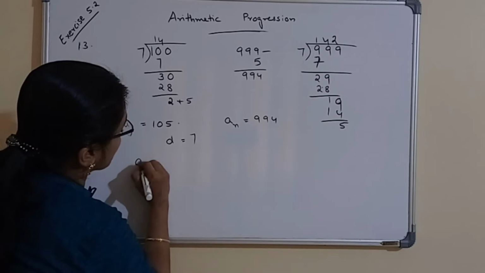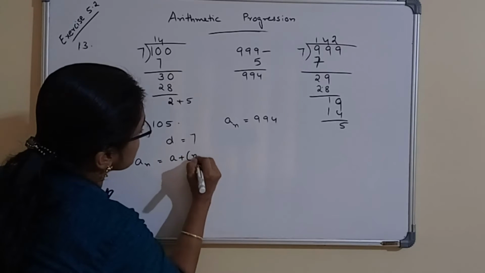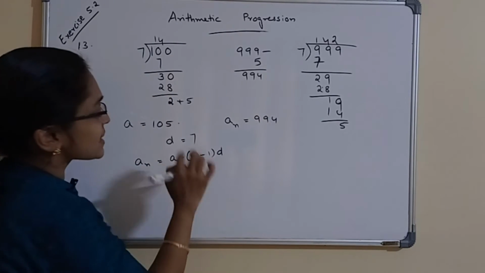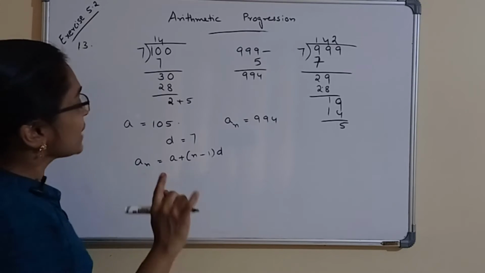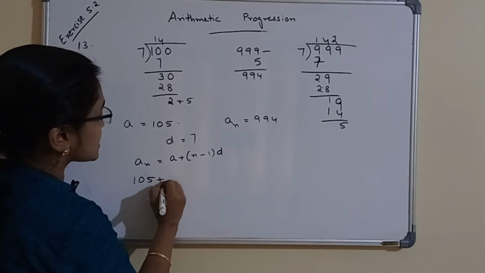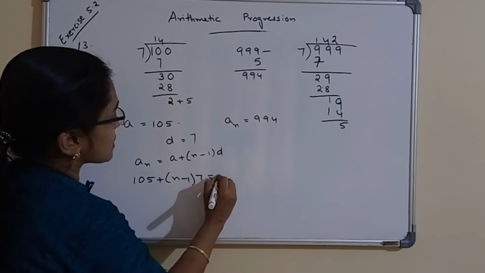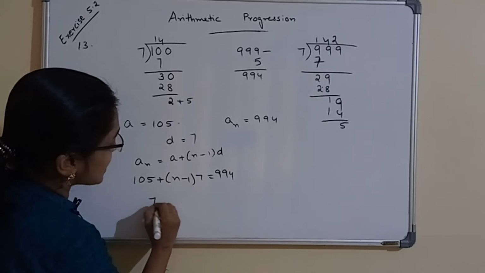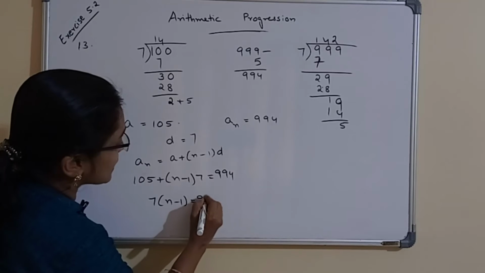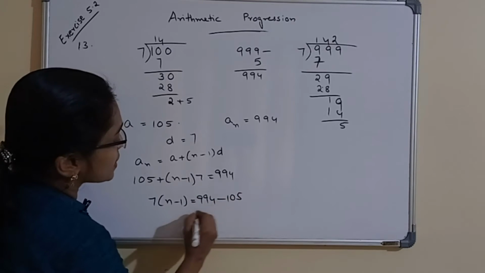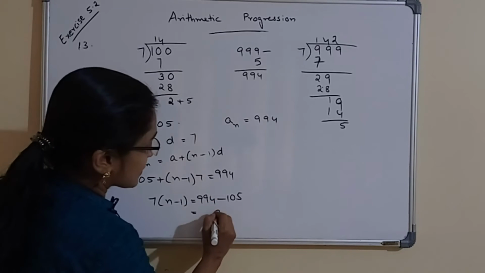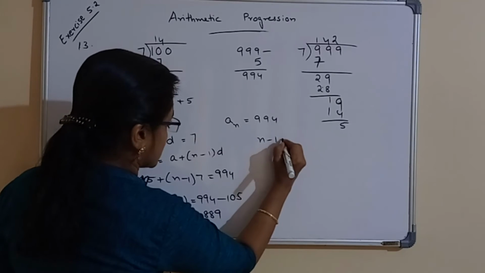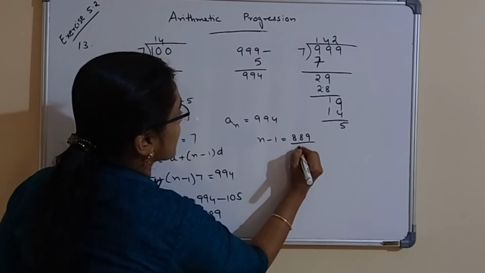So we can apply the formula: AN is equal to A plus N minus 1 into D. And we know that this AN is 994. So 105 plus N minus 1 into 7 is equal to 994, right? Now we can write this as 7 into N minus 1 is equal to 994 minus 105. So we will get this as 889. So what is N minus 1? N minus 1 is equal to 889 by 7.